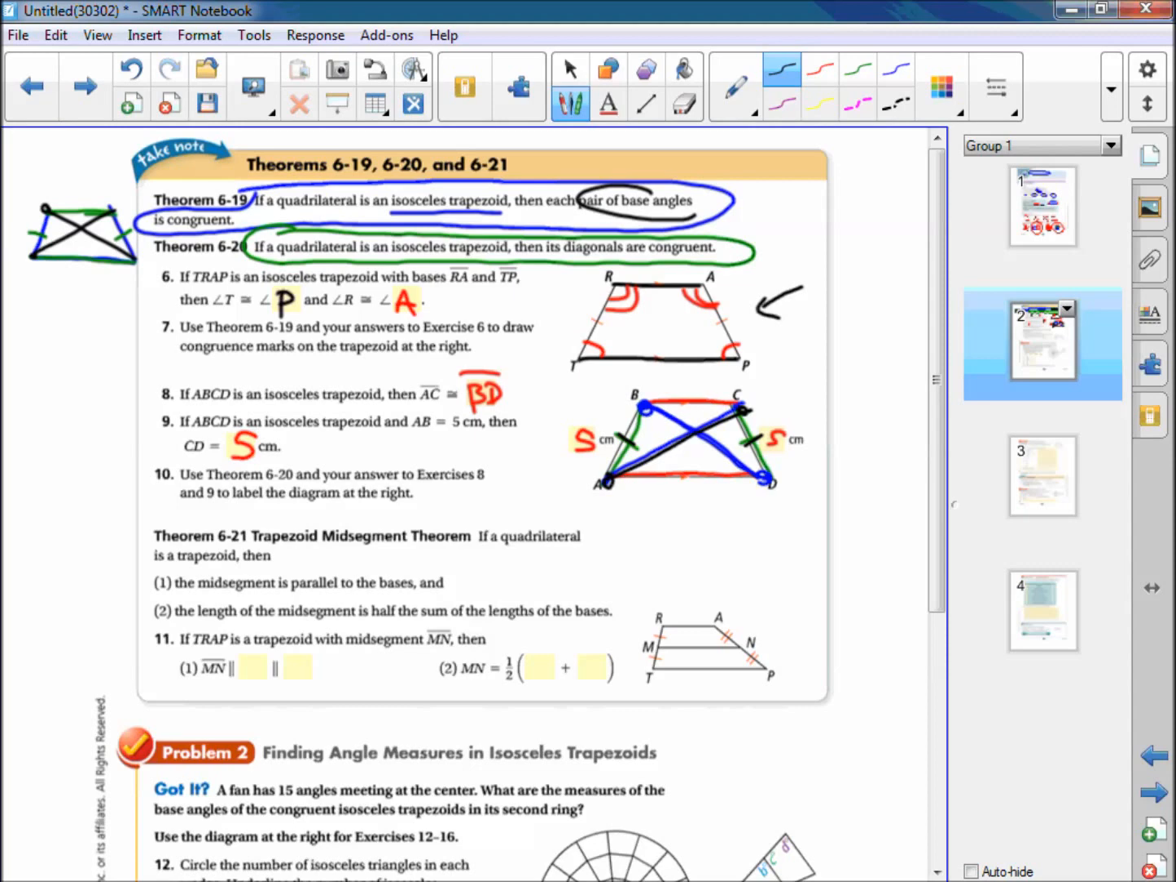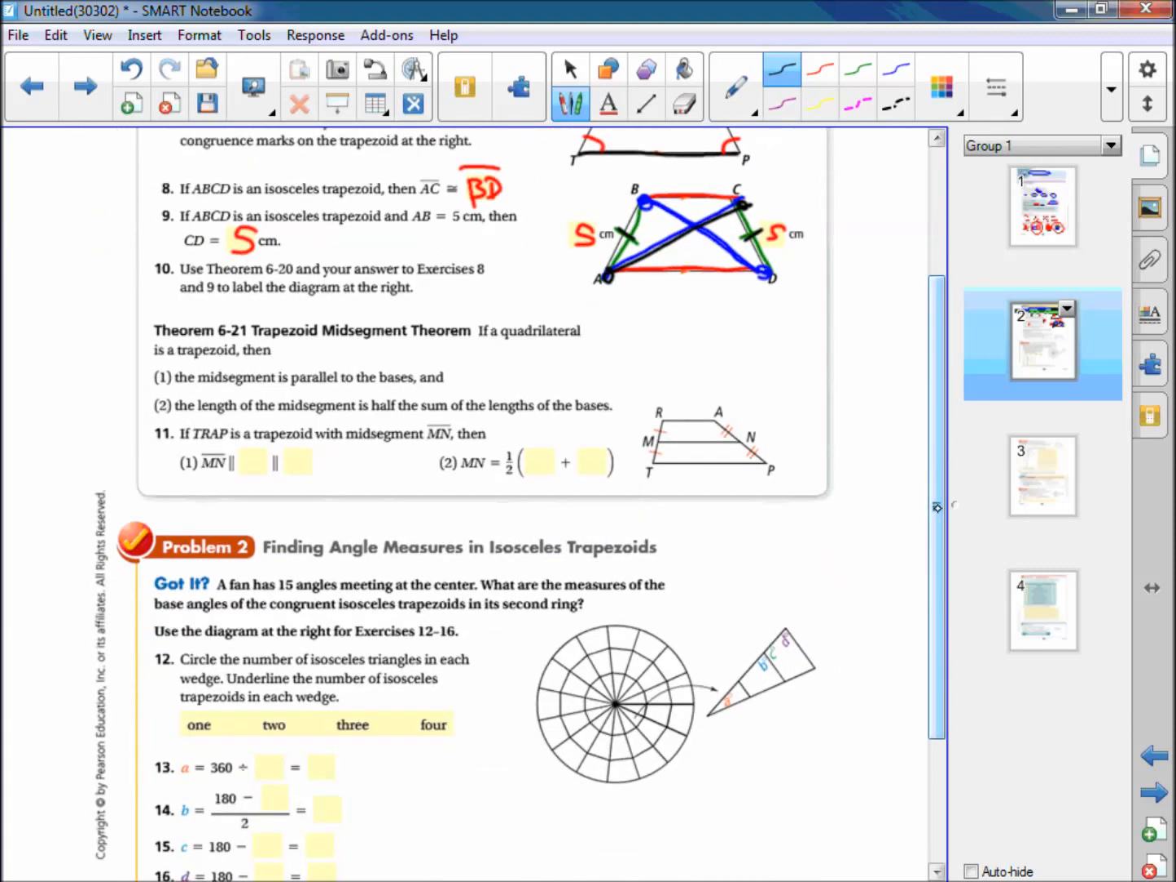All right, theorem 6-21, trapezoid mid-segment theorem. If a quadrilateral is a trapezoid, then number one, the mid-segment is parallel to the bases. And number two, the length of the mid-segment is half the sum of the lengths of the bases. So first off, we need to talk about what a mid-segment is. Okay, so we have a trapezoid.